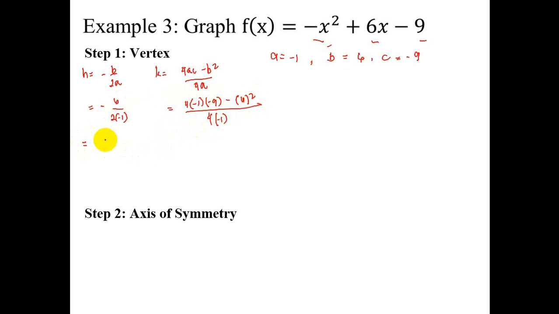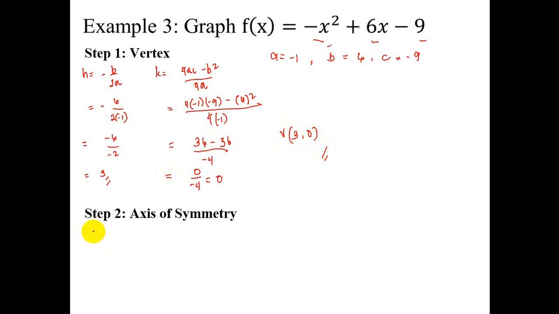Simplify. Negative times 6 is negative 6 over 2 times negative 1, negative 2. So negative 6 divided by negative 2 is positive 3. Then for K, 4 times negative 1 times negative 9 is positive 36. Minus 6 times 6, which is also positive 36, all over 4 times negative 1, negative 4. So 36 minus 36 is 0, divided by negative 4 is 0. Therefore, our vertex is 3, 0.